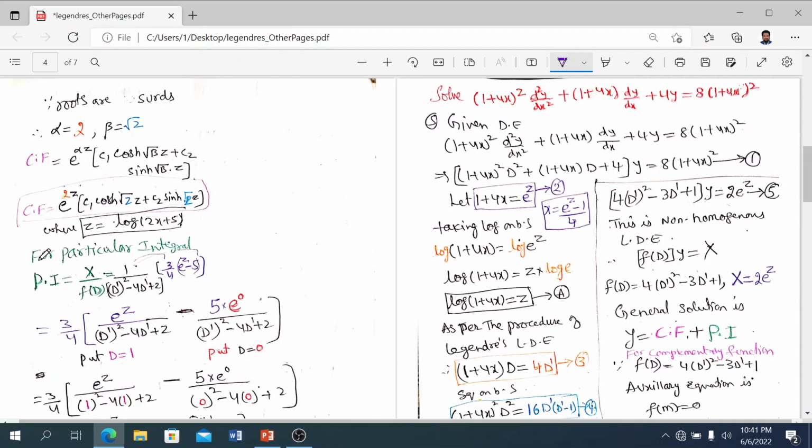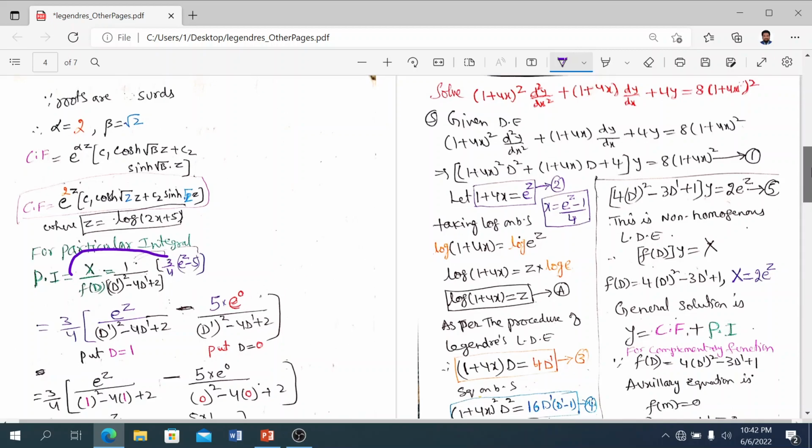And as we know, the particular integral method is P.I. equals x by f of D. So 1 by f of D is this one, and x means 3 by 4 e power of z minus 5. So this 3 by 4 constant will go outside here, 3 by 4, and multiply e power of z by D dash squared minus 4D dash plus 2, minus 5 into the whole of this. But here I am writing e power of 0, since e power of 0 is 1.